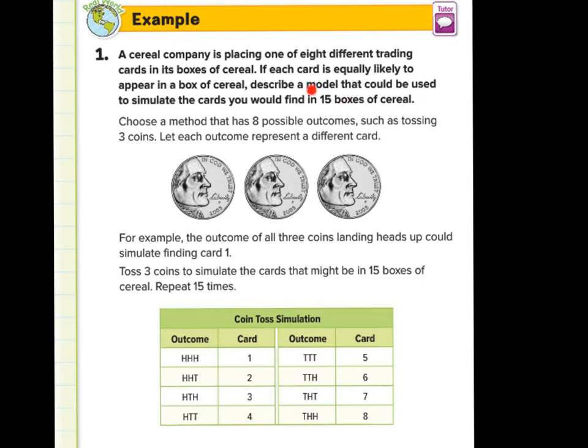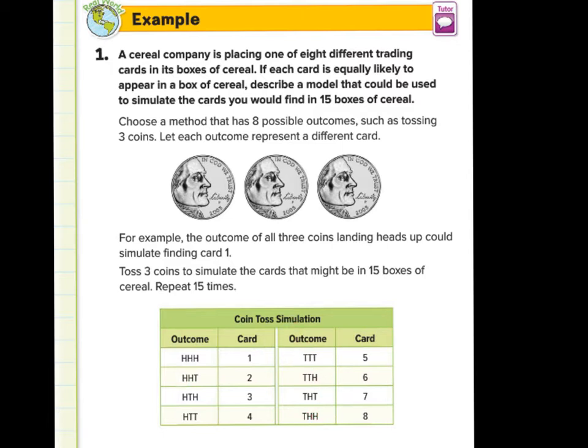Now we need to try it 15 times, correct? And let's just see the probability. So we need to have 8 different outcomes. Well, when you take 3 coins and you throw them and compare all the different combinations of heads or tails that you could have between the 3 coins, we actually get 8 different outcomes. So you can have heads, heads, heads; heads, heads, tails; heads, tails, heads; tails, heads, heads; and so on.